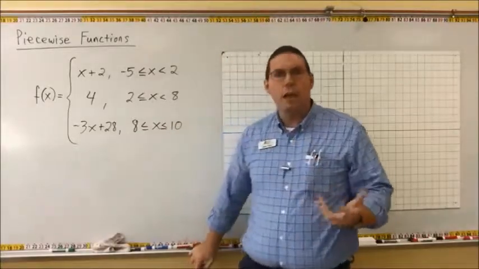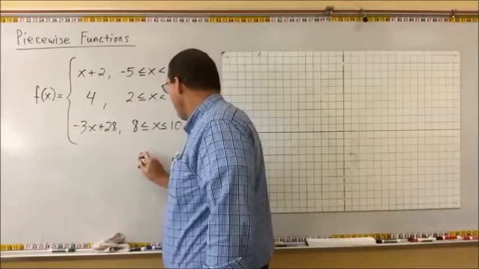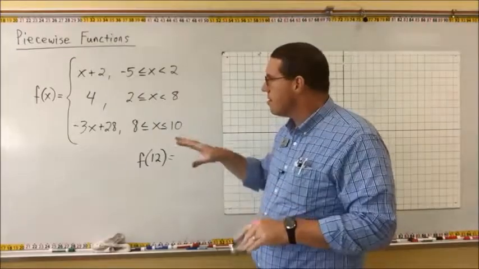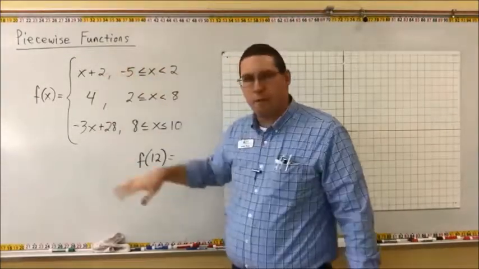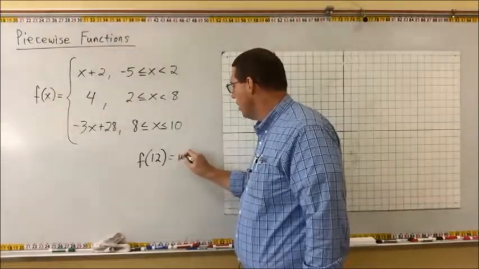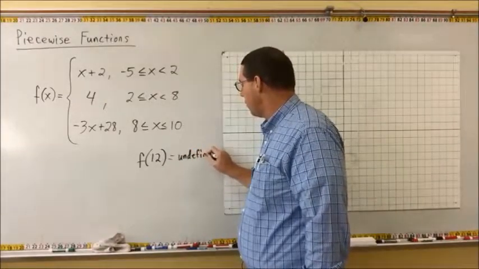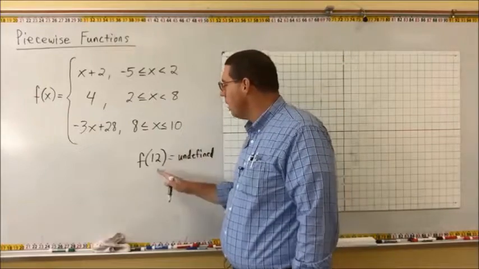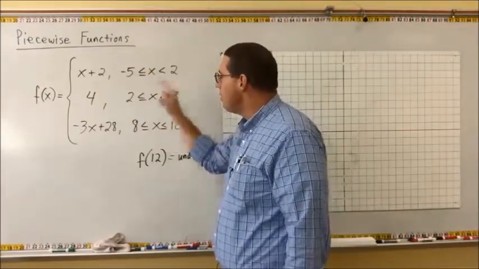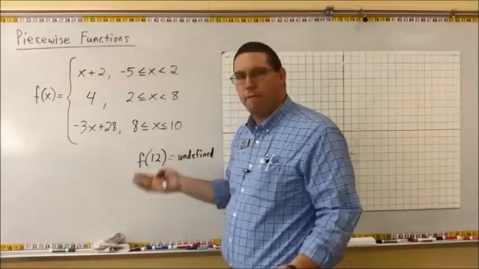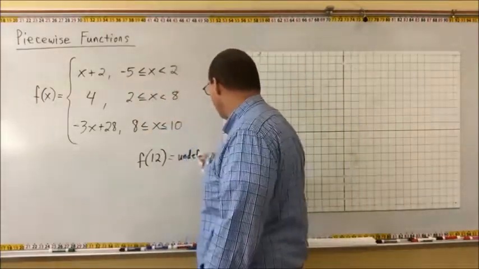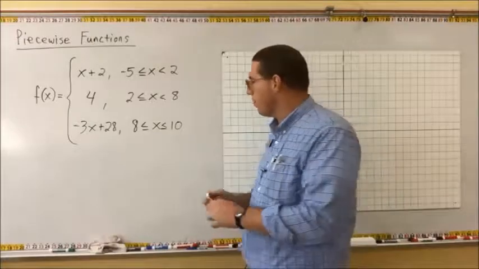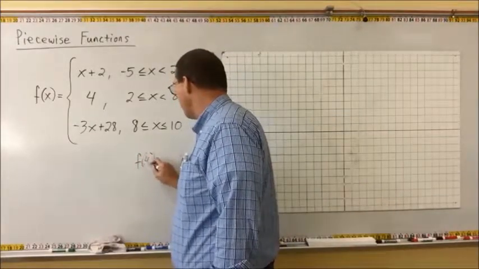So if we come to this function and we want to know, for example, what is f of 12? Well, we have a problem here because 12 is not included in the domain for any of the pieces. Therefore, this function is undefined for x equal to 12. All right, so we can't plug in any x values that are not on the given domains of the pieces. But if we did want to plug in a number that is on the domain, we would plug it into the appropriate piece.